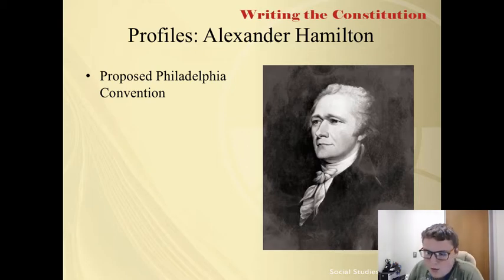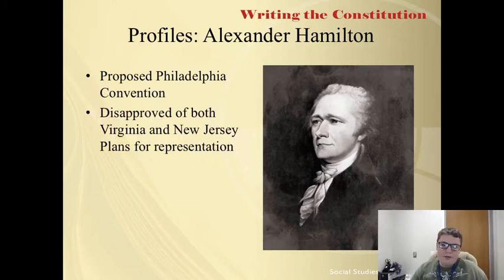Hamilton, the convention's only delegate from New York, was among those who advocated a strong central government. During the convention, Hamilton characterized both the Virginia Plan and the New Jersey Plan for representation as insufficient, insisting that some compromise be reached, out of which emerged Roger Sherman's Connecticut Compromise after the convention of Hamilton.